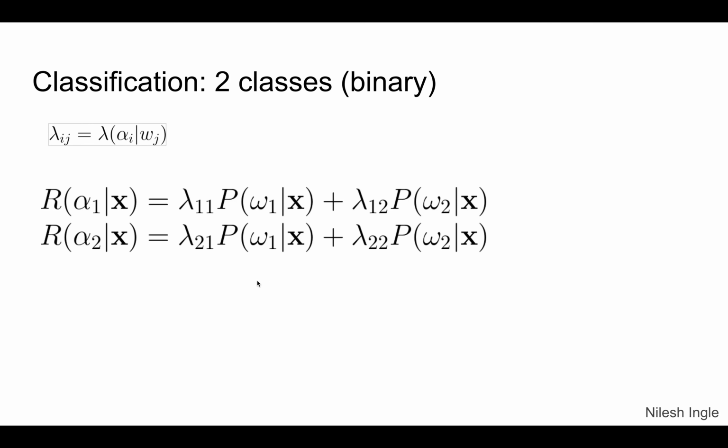Now using that information we can compute the risk, as shown here, for the action alpha 1 given x and alpha 2 given x. In each of those cases, we are multiplying the posterior probability by the loss values. So lambda 1 1 tells us that we took an action to classify the sample as belonging to class 1 when the true class is class 1. So that's the loss value for correct classification, and this is the loss value for incorrect classification, where the true class is 2 and the predicted class was 1.